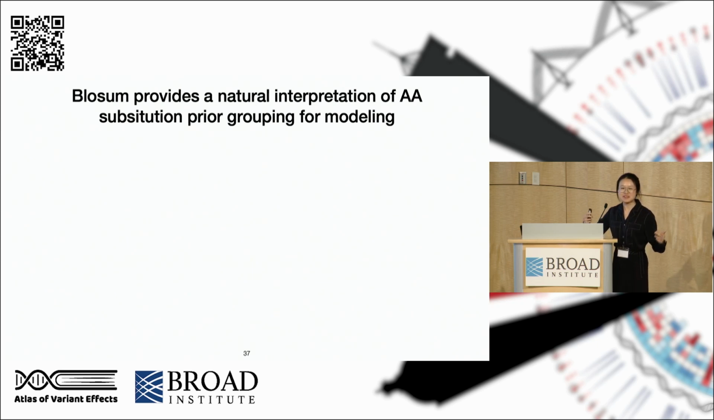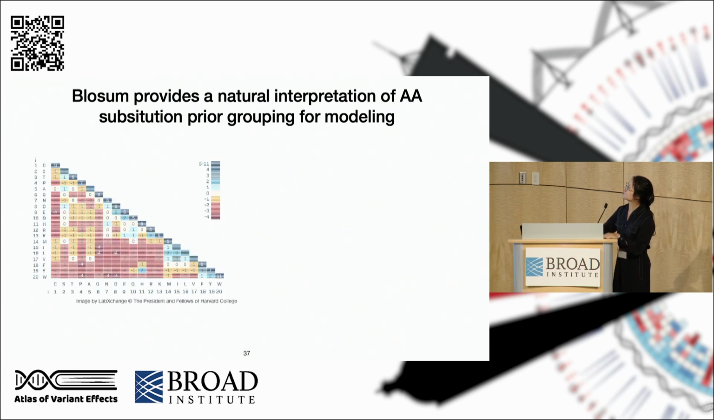And just think about it. If we are going to model all the amino acid substitutions, that would be 20 times 21 if you just consider single mutations. And in our case, we just consider single mutation DMS for now for this method. That would be 400 effects, and if your DMS only has 2,000 variants, you only get about four observations for each amino acid substitution effect, and that would also be very hard, right? And we think that BLOSUM provides a natural interpretation of amino acid substitution prior grouping for modeling.